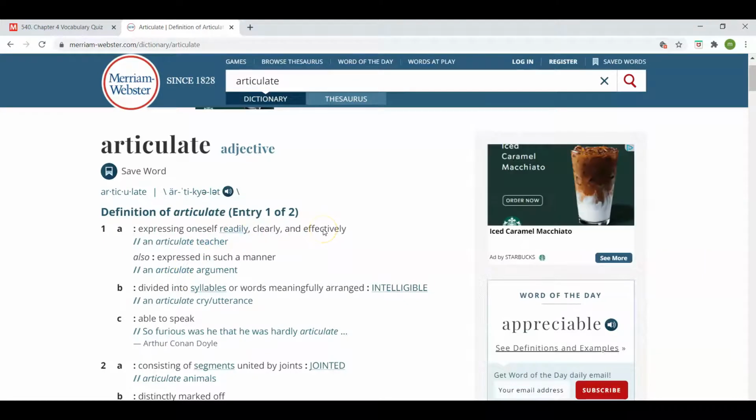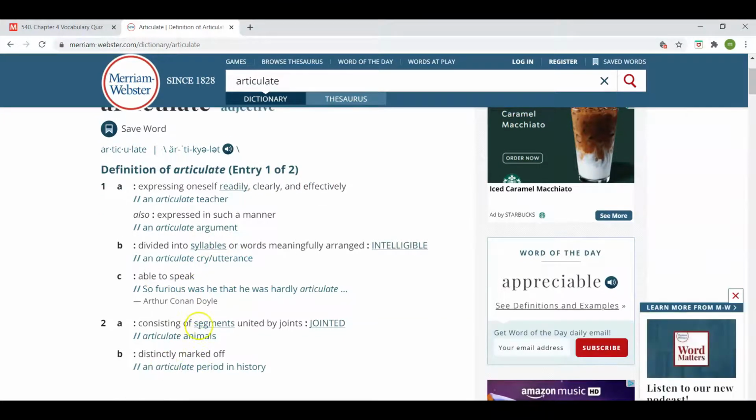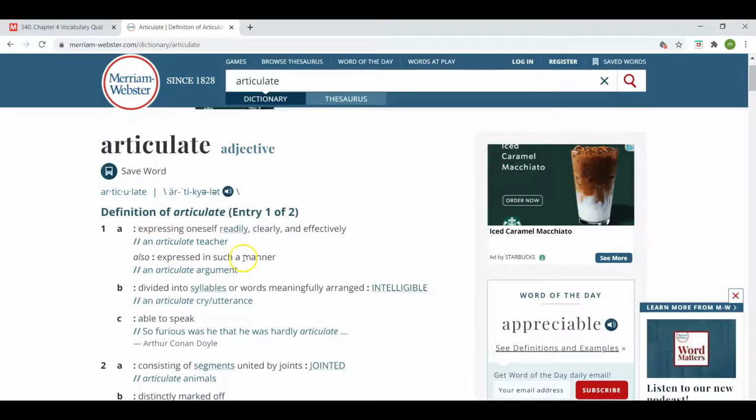I'm not sure I do that. I do a lot of talking. I don't know if it's effective, but I try. So readily, clearly, and effectively. Able to speak, divided into syllables. I think the first definition is the best. Express in that kind of manner.